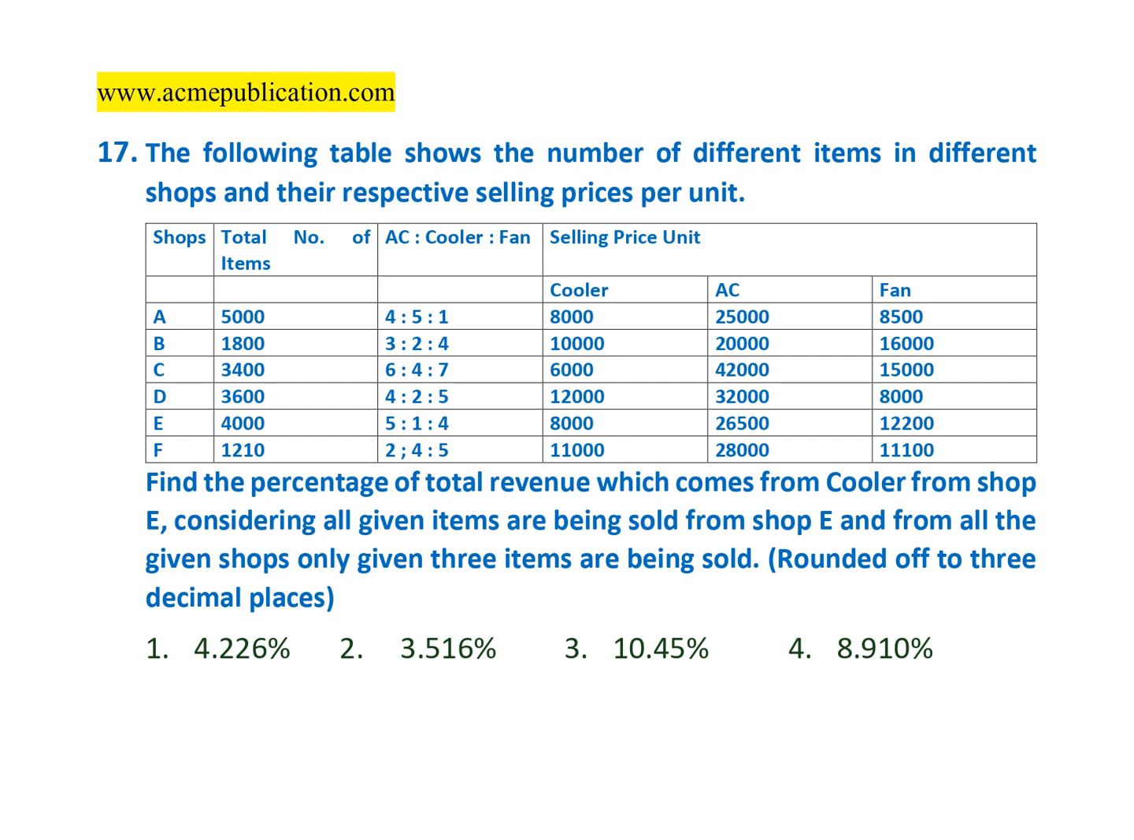The following table shows the number of different items in different shops and their respective selling prices per unit. So by studying this table, we will have to find the percentage of total revenue which comes from cooler from shop E, considering all given items are being sold from shop E and from all the given shops only given 3 items are being sold, rounded off to 3 decimal places.